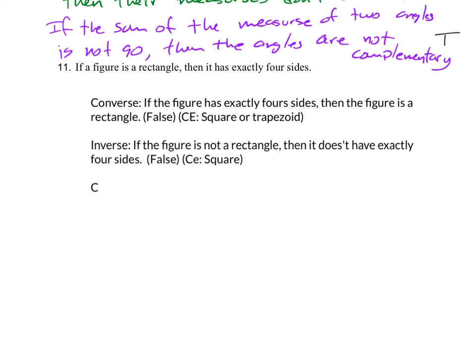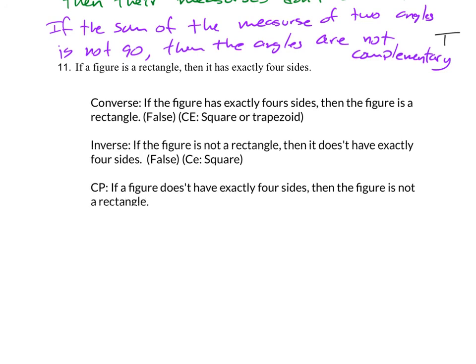Okay, now my contrapositive: if a figure doesn't have exactly four sides, then the figure is not a rectangle. And this one is true, right? Because if it doesn't have four sides, it cannot be a rectangle. And that's it for this lesson.